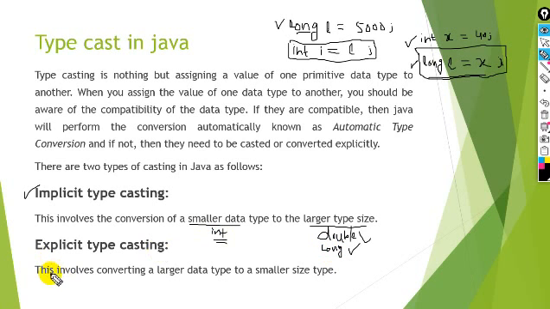But if we have this situation, this involves converting a larger data type to a smaller data type. If I want to assign the value of a larger data type, for example a long data type, to a smaller one, meaning int or short or byte. For example, short int.